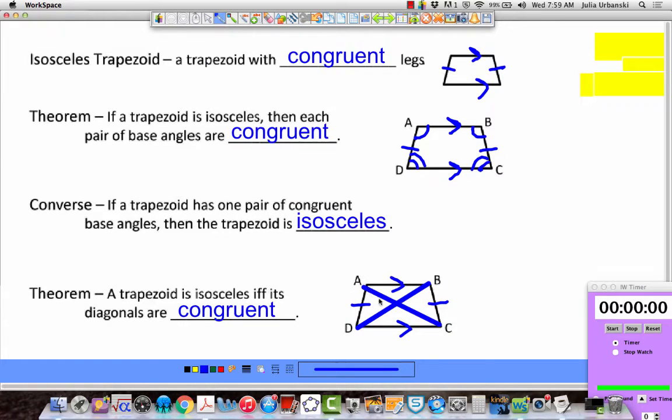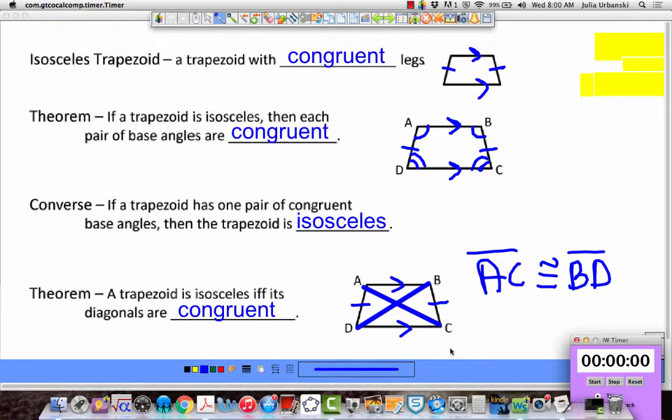They are not cut in half. They're not bisected. It's not a parallelogram. But only in isosceles trapezoids, you can say that AC is congruent to BD. So if you ever see that in a problem or in a picture, you make them equal to each other and then solve for the variable.